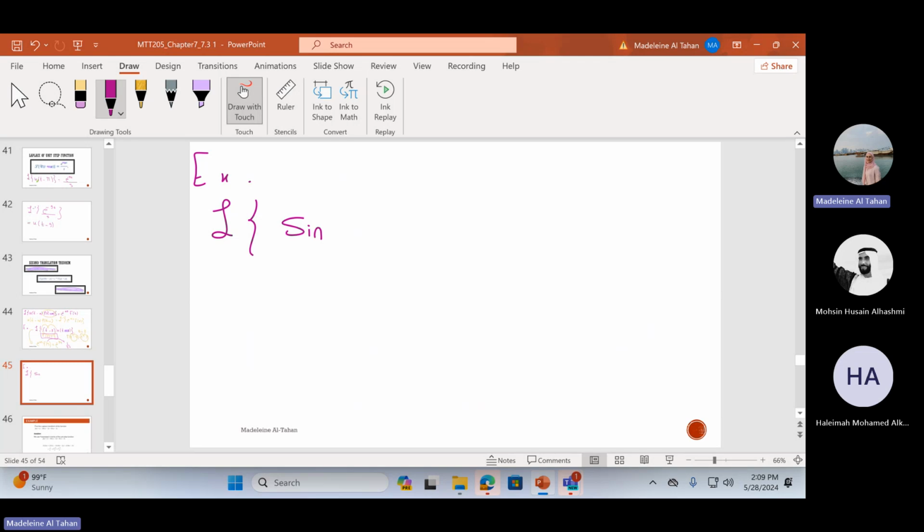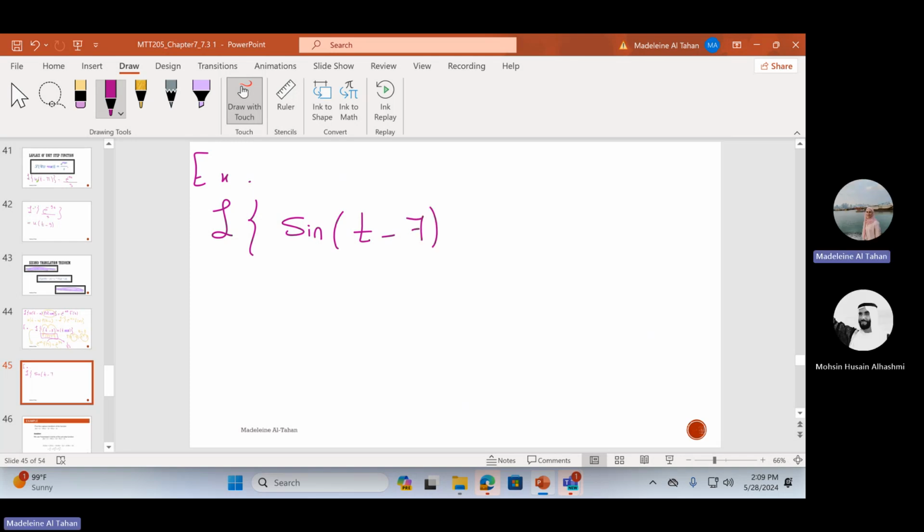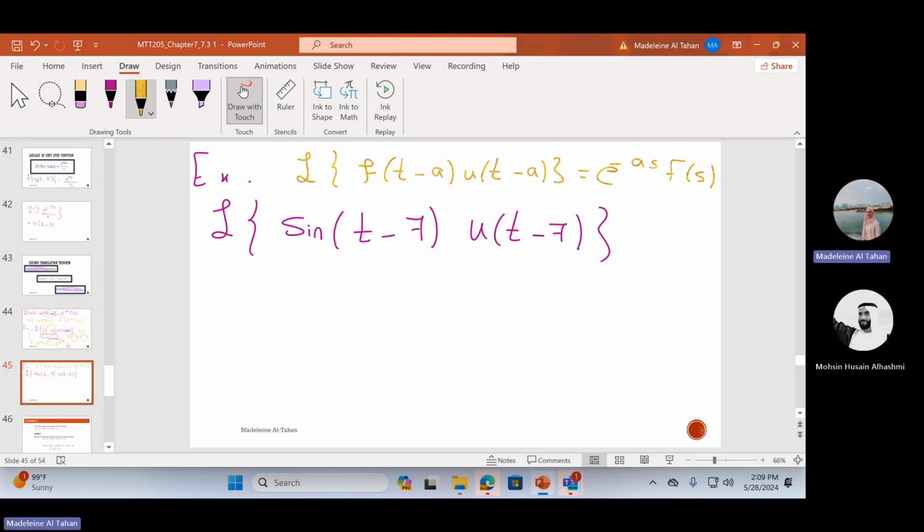Would you like to use exponential, sine, cosine? Which function would you like to use? Sine. Sine t minus 3 or 7. And here I will put u t minus 7. Again, we will compare it to what? Laplace of f of t minus a, u t minus a equals e to the minus a s times F of s. So first of all, identify your f, identify your a. What's our a here?